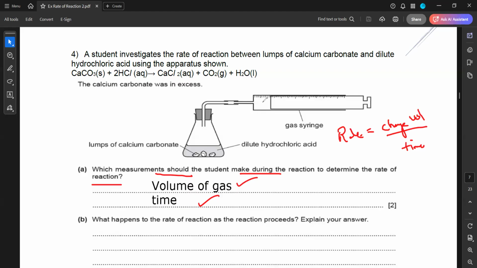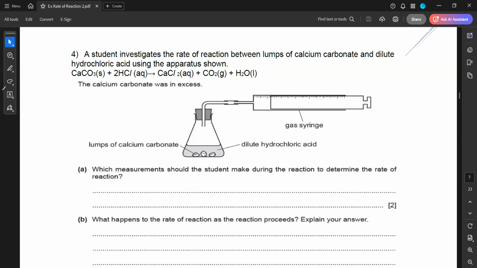How can I measure the volume of the gas? Which apparatus? A gas syringe. So I will use a gas syringe. How will I get the time? Through a stopwatch or a clock. Yeah, we'll use a stopwatch or a watch to measure the time. So we'll mention stopwatch or a stop clock.